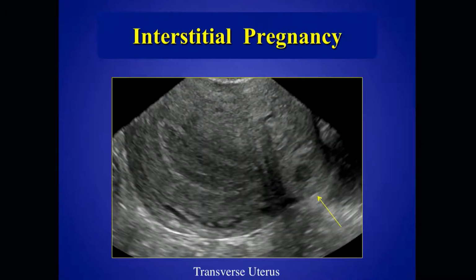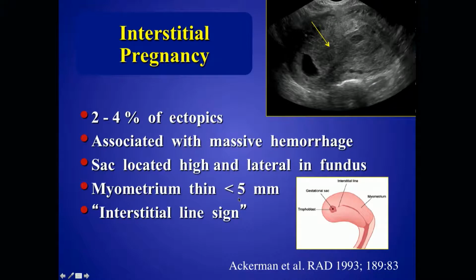Here's the transverse view, and again, by definition, a sac that is not in the endometrial canal is an ectopic pregnancy. And here we clearly see it's abutting the edge of the myometrium in this case. And this is truly an interstitial pregnancy. The sac is outside the endometrial canal. So interstitial pregnancies are relatively uncommon, but we will see them.